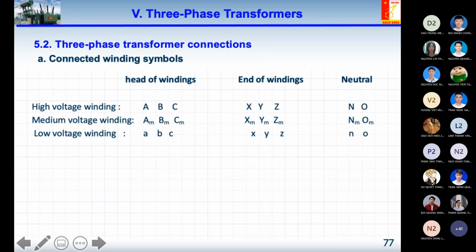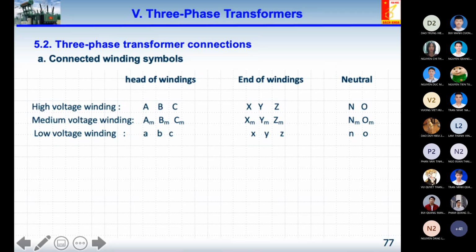For the medium voltage winding, we keep the same capital letters here, but we use a subscript M. M is the medium voltage. For example, for the medium voltage winding, for the high voltage winding, AM, of course, XM, BM, and YM, and CM, and ZM. And for the low voltage winding, how to denote?